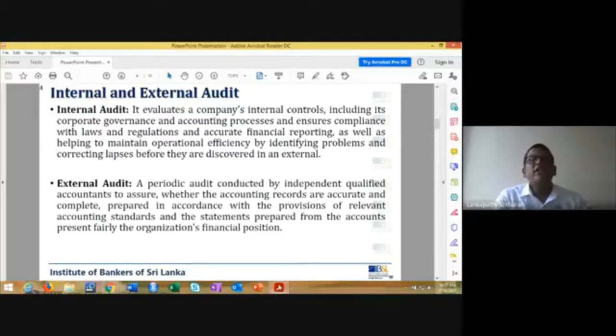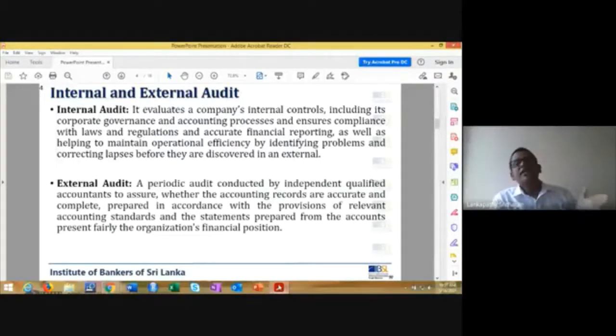So from time to time, they will evaluate the internal control of the company. When they are evaluating the internal control, they will evaluate the corporate governance, because we will study that; corporate governance is one of the separate topics in our financial institution management subject. So in corporate governance, they will ensure that all the corporate governance systems are in place, and whether they have been properly implemented.